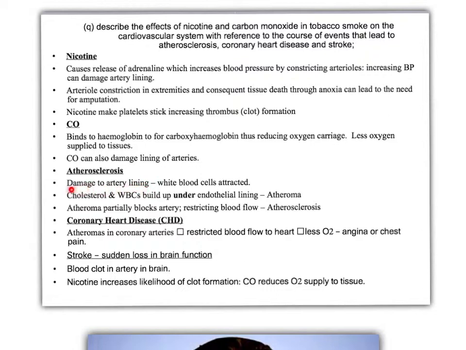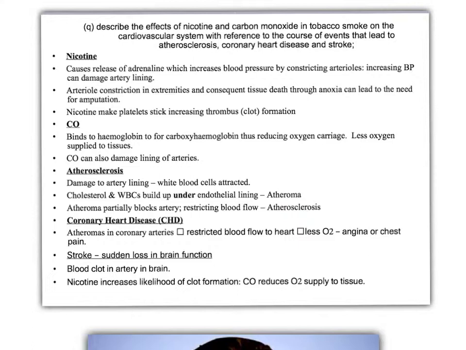So the damage of the artery wall is the first step in the formation of atherosclerosis, and that attracts white blood cells to the area which is damaged. Then cholesterol, which is delivered by LDLs, and white blood cells build up under the endothelial lining, in the middle layer of the artery, and that creates an atheroma. That atheroma builds up and partially blocks the artery, which leads to restricted blood flow, and that's known as atherosclerosis.